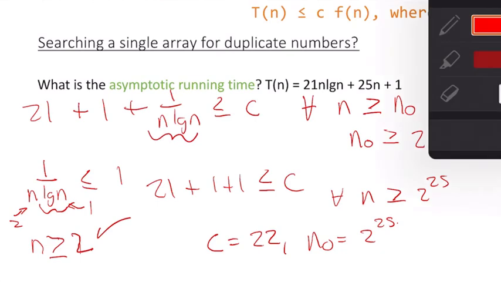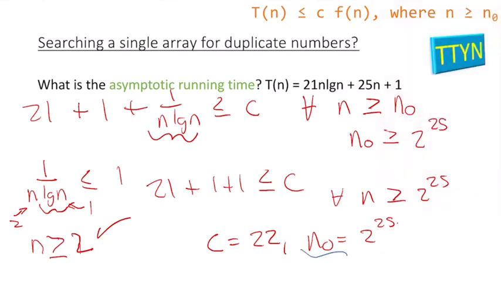I will wholeheartedly agree with you if you think it's weird to have such a large value for n, because our inequality doesn't hold for a lot of different things that we would want to run our code on. But that's not the point. The point is, can you find a value for c and n naught? And now we've proved that the asymptotic running time of this is in fact big O of n log n.